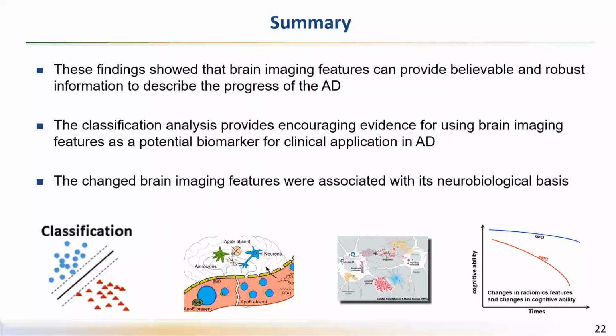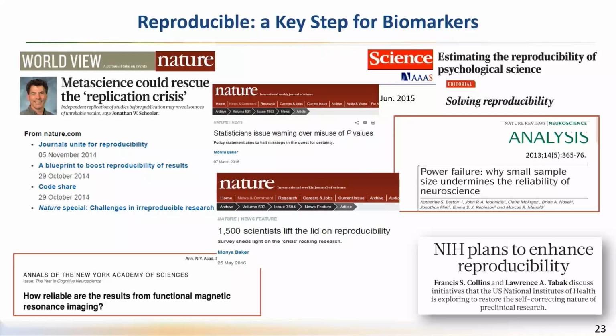This finding shows that the brain imaging features can provide believable and robust information to discriminate the progress of Alzheimer's disease. And also the classification analysis result provides encouraging evidence for us for using the brain imaging feature as a potential biomarker for clinical application in Alzheimer's disease. Also, the changed brain imaging features were strongly associated with its neurobiological basis. For imaging biomarkers of Alzheimer's disease, we still have a lot of work to do.